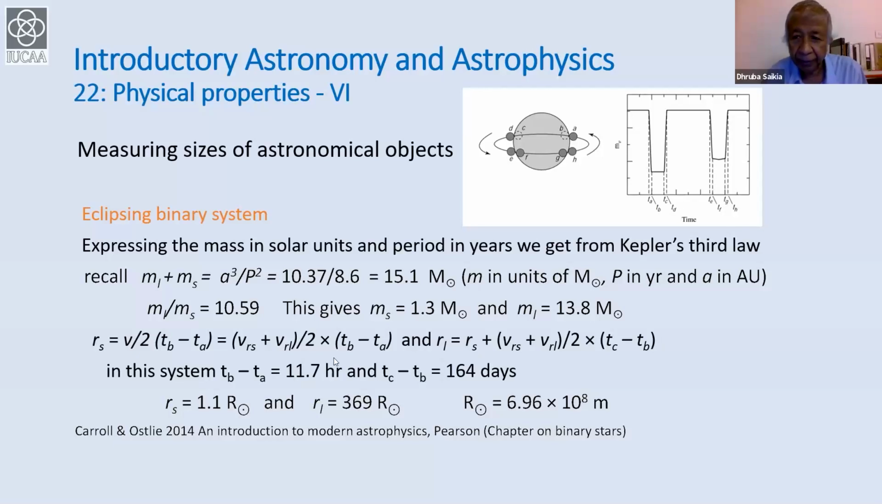And from the measurements which we have, say we've been given that TB minus TA is 11.7 hours and TC minus TB is 164 days, okay? So this timing itself will tell you it's a pretty big star, right? So when we plug in these numbers, we get a radius of the smaller star which is 1.1 times the sun, and the larger star which is 369 times the radius of the sun. And as you will recall, the radius of the sun is about 6.96 times 10 to the power of 8.